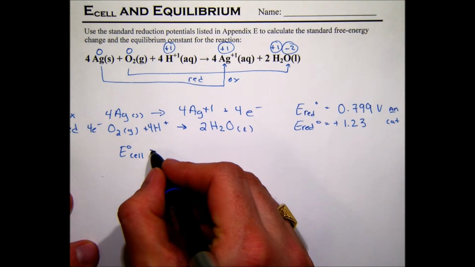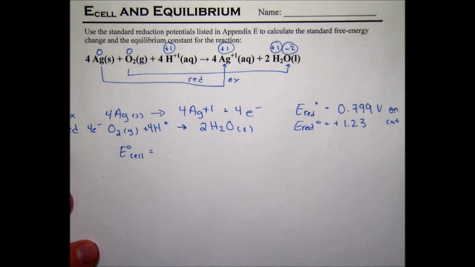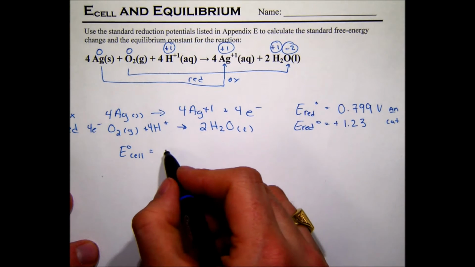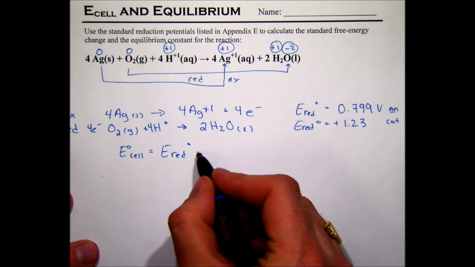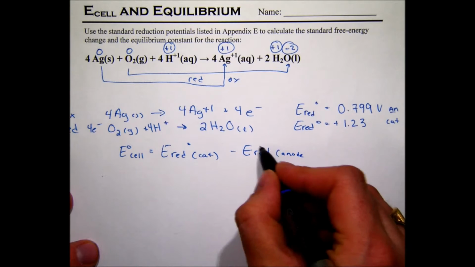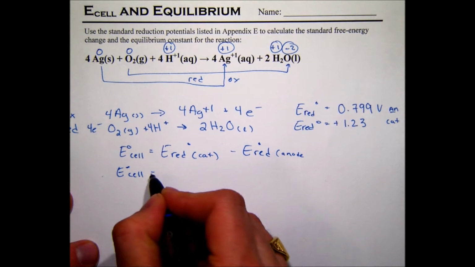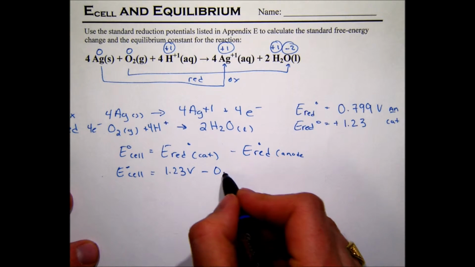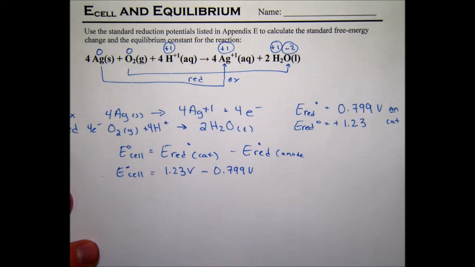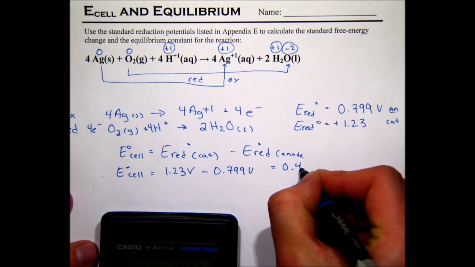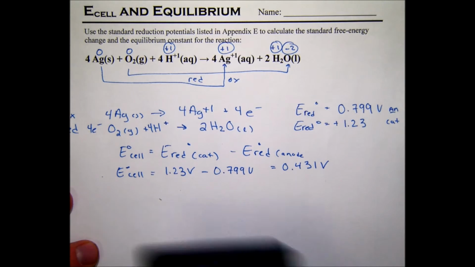So Ecell is equal to the reduction potential at the cathode minus the reduction potential at the anode. Ecell is equal to 1.23 volts minus 0.799 volts. So we'll do that calculation. 1.23 take away 0.799 equals 0.431 volts.